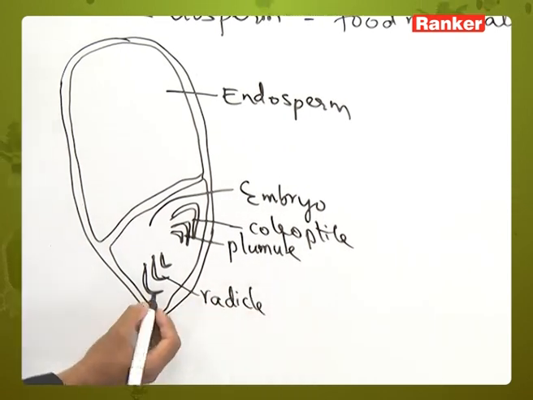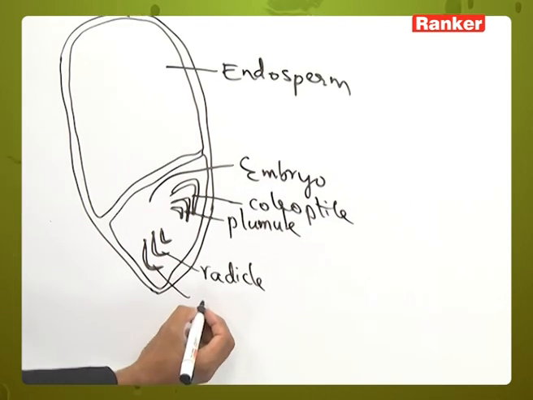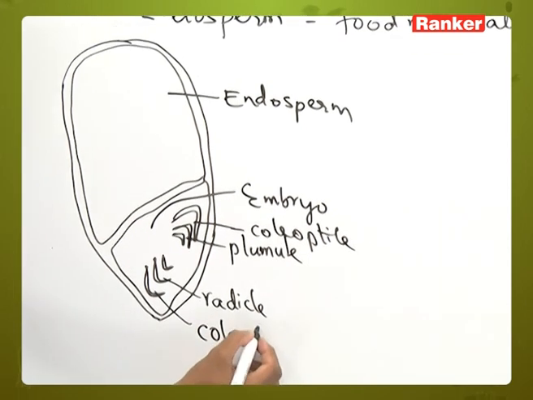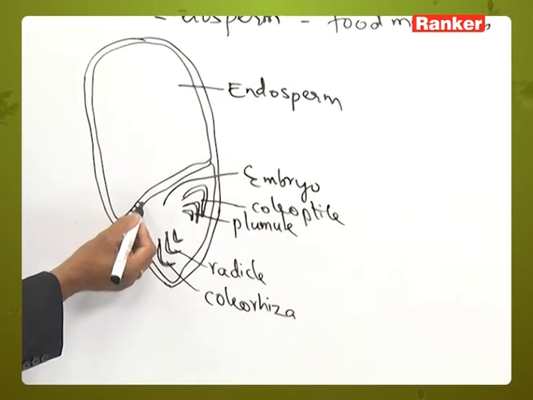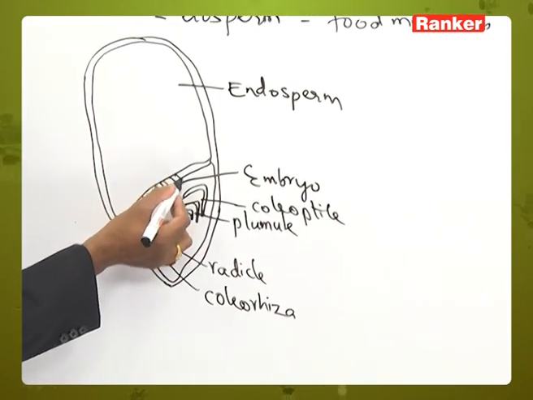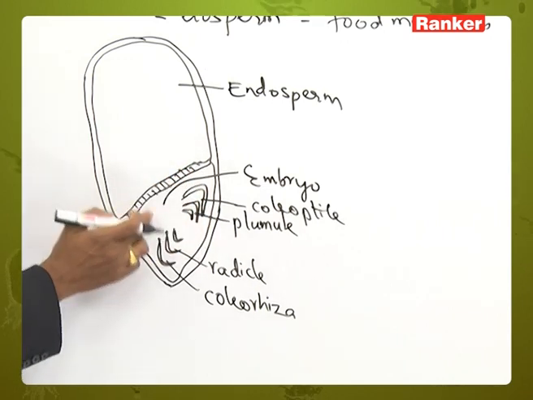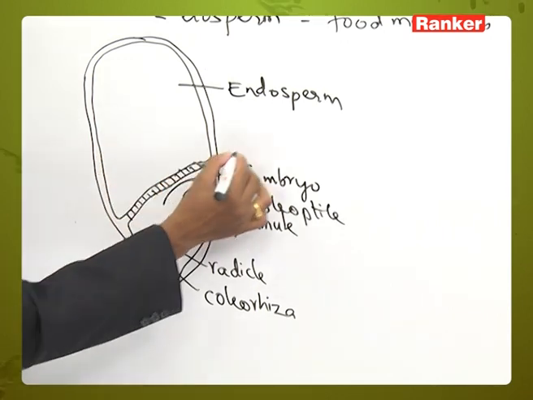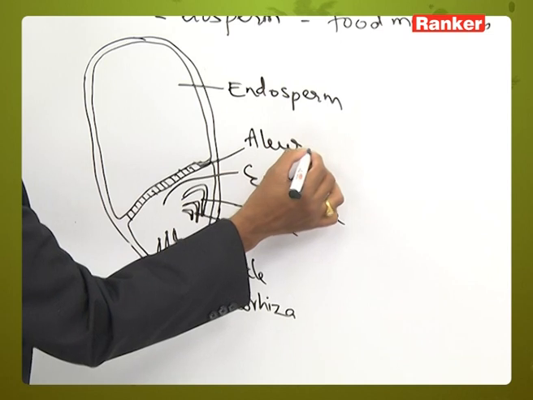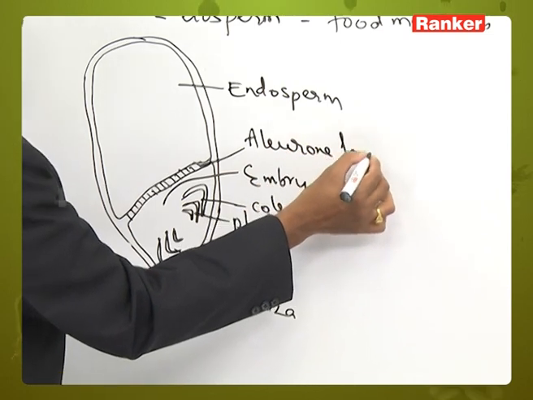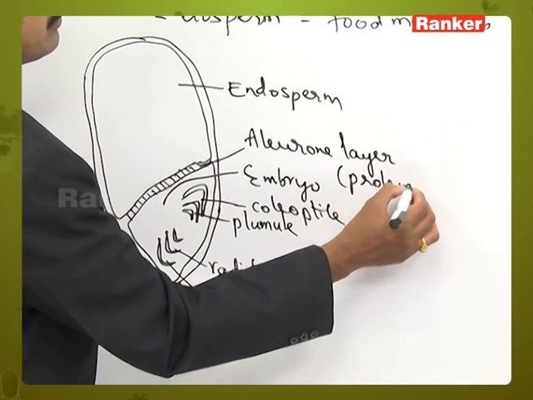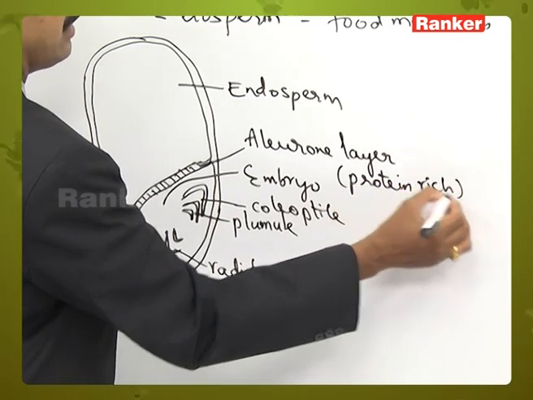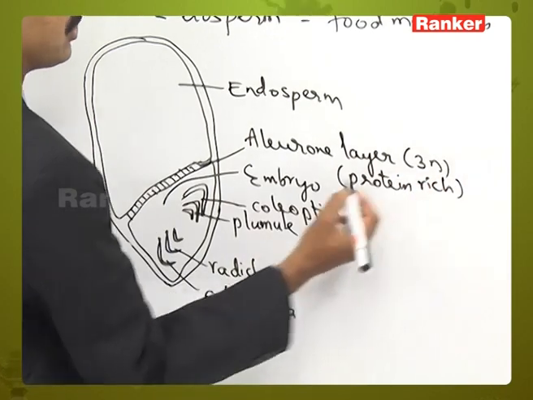The radicle is enclosed by a sheath-like structure called the coleorhiza, and here a specialized layer is present which is separating the embryo from the endosperm. This is called the aleurone layer. This aleurone layer is a protein-rich layer, and it is triploid in nature.